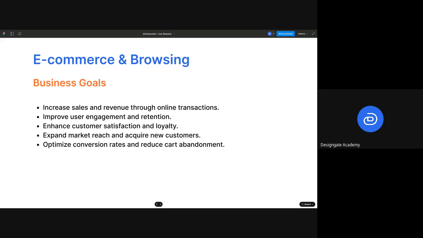Please explain number one. What do you understand by number one? Read it out, then explain. Okay. Increase sales and revenue through online transactions.